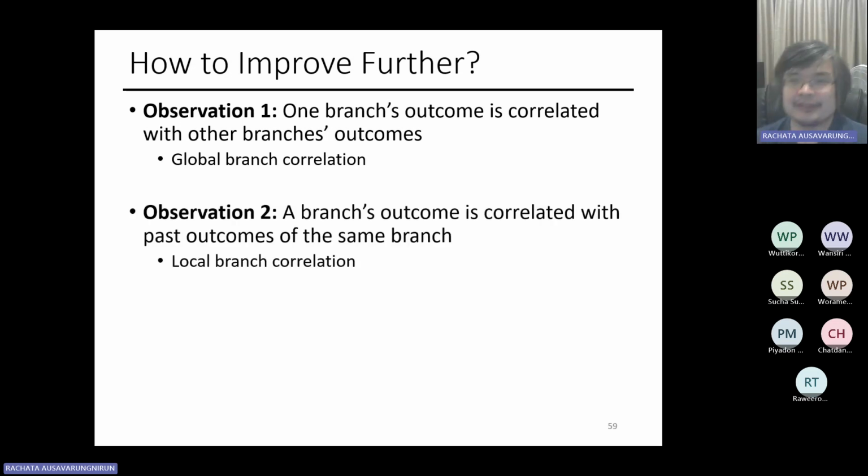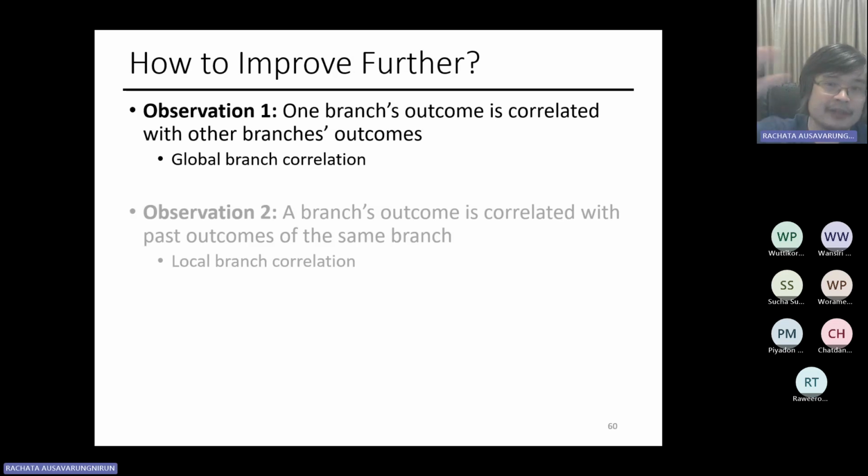The second observation is that the branch outcome is correlated with the past outcomes of the same branch. We call this local branch correlation. This is similar to what you saw earlier already, the 1-bit and 2-bit predictors, which use the history of the branch. The outcome of that branch affects the current outcome of the branch that I'm trying to predict. All right, we'll start with the first observation and how we design the branch predictor for it.